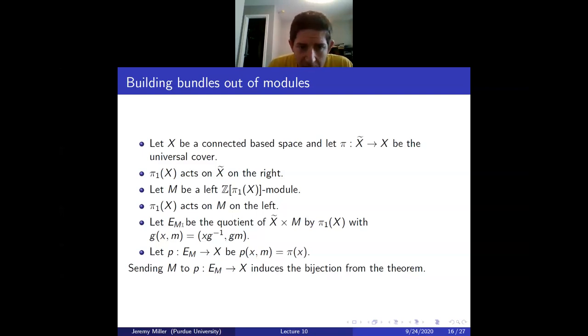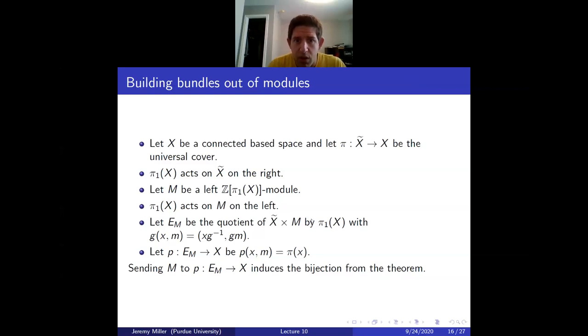So we're going to let E_M be the total space of the bundle associated to M. It's just going to be the quotient of the universal cover of M by π1 acting on each factor. And I think I've picked the inverse so the actions work.